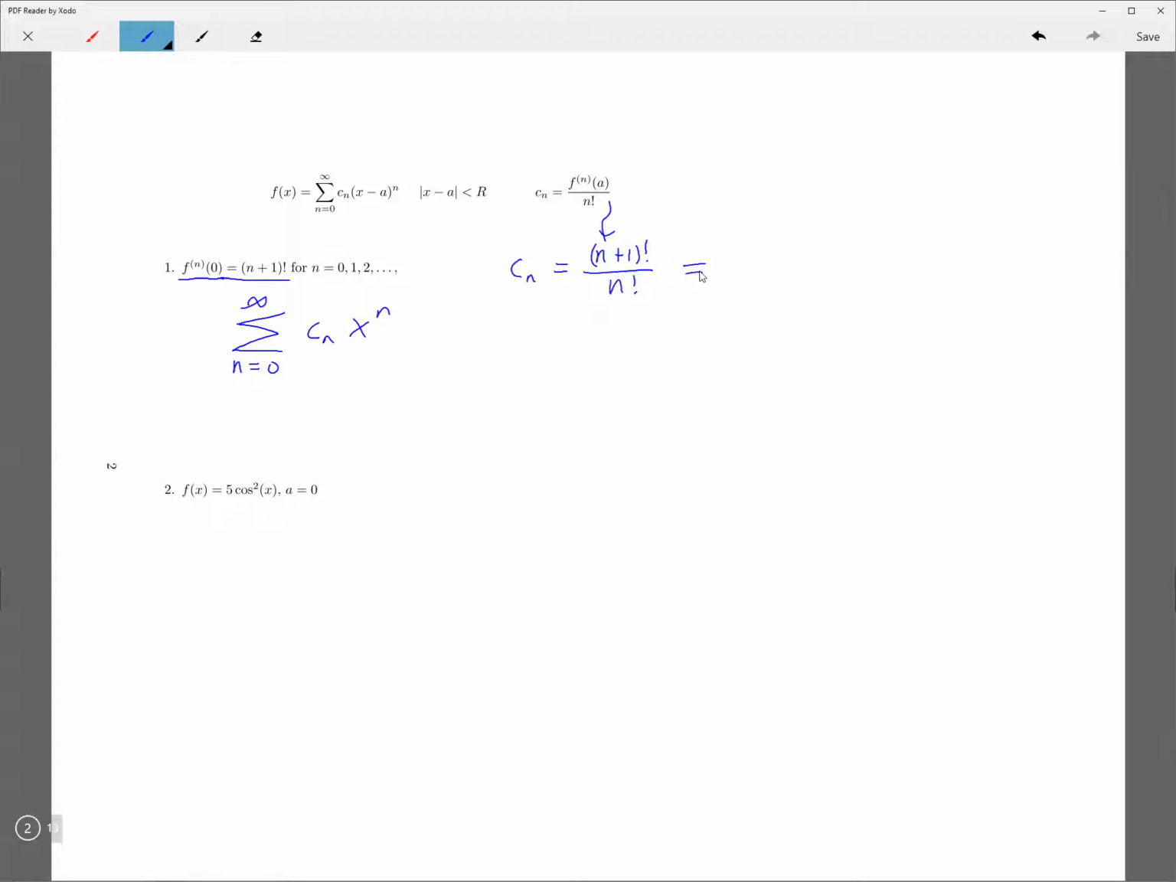Okay, what's that? What's n plus 1 factorial over n factorial? N plus 1. Yeah, that's just n plus 1, okay? Because this is n plus 1 times n times n minus 1 and so on, down, down, down. And this is n times n minus 1 times so on. And then all of that cancels with all of that, and we're just left with n plus 1. Okay, and so then that's our Cn. You just put that in there, and so the answer would be n plus 1 times x to the n. Okay, let's go ahead and put that in there and see if that's the answer. So n plus 1 times x to the n.